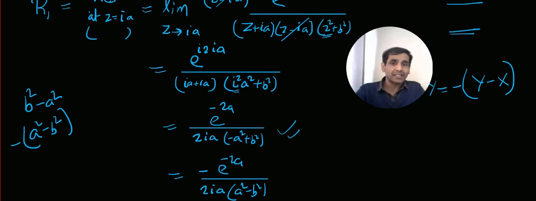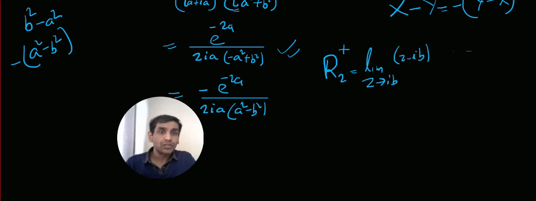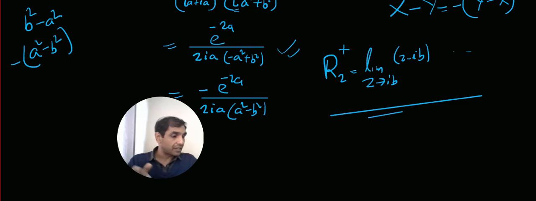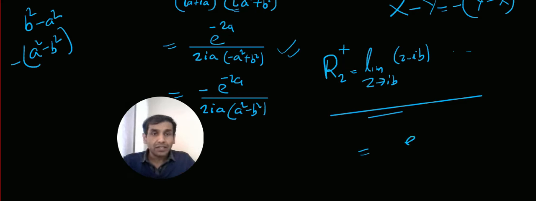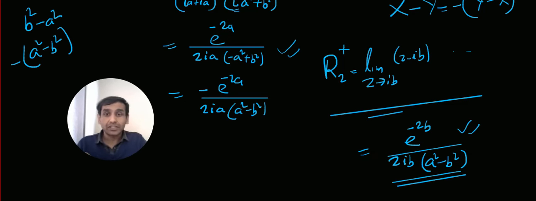If you want, you can leave it as such. Anyway, I like a square minus b square. Residue 2 will be the limit as z tends to ib of (z minus ib) times the function. The same story. Pause the video and try it so that you'll feel more confident. Anyway, I got the answer e to the power minus 2b divided by 2ib multiplied by a square minus b square. Comment below whether you got the same answer or whether there is any change.